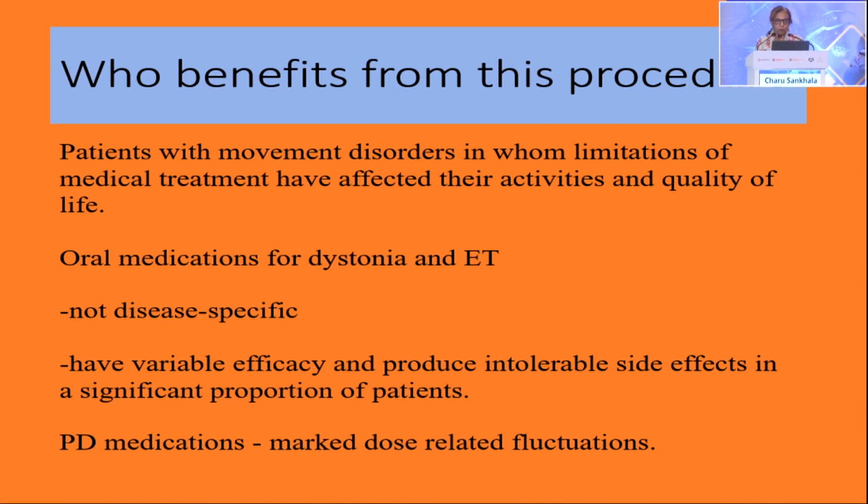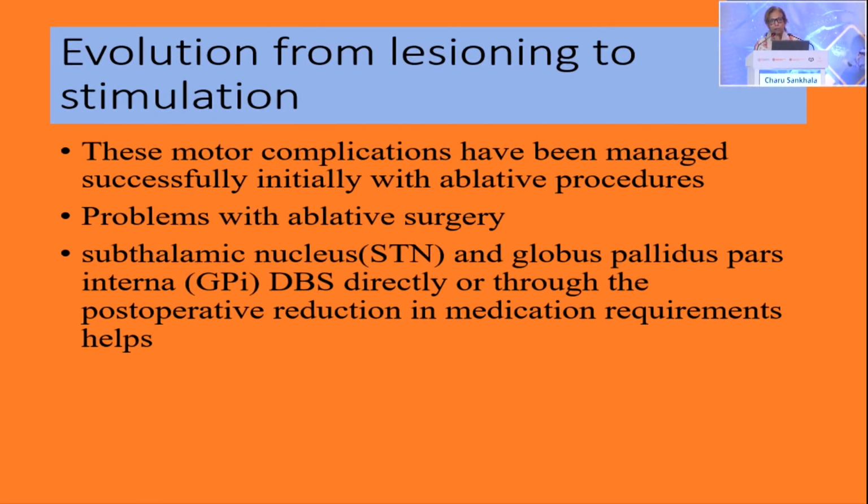The patients with movement disorders in whom we are not able to control symptoms adequately with medical treatment. The oral medications for dystonia and essential tremor are not disease specific. They have variable efficacy and produce intolerable side effects in a significant proportion of these patients. We are not able to really control the symptoms of dystonia and essential tremor. PD medications initially have a honeymoon period, but as the disease progresses, we start seeing dose-related fluctuations, and these are the patients we subject to deep brain stimulation surgery.